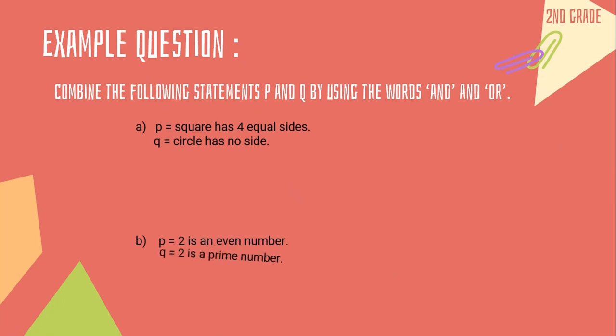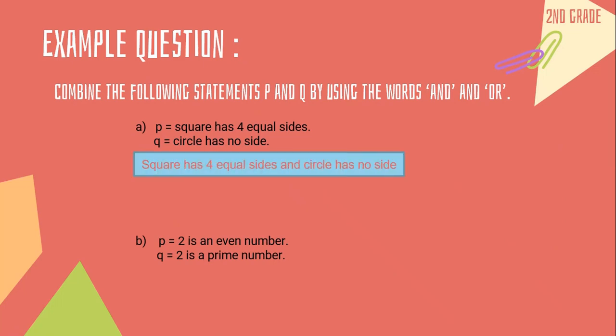two examples. So combine the following statements P and Q by using the word and or or. So the first question, statement P, square has 4 equal sides. And statement Q, circle has no side. So we can combine these two statements using the word and, it will be square has 4 equal sides and circle has no side. But if we combine it using the word or, it will be square has 4 sides or circle has no sides.